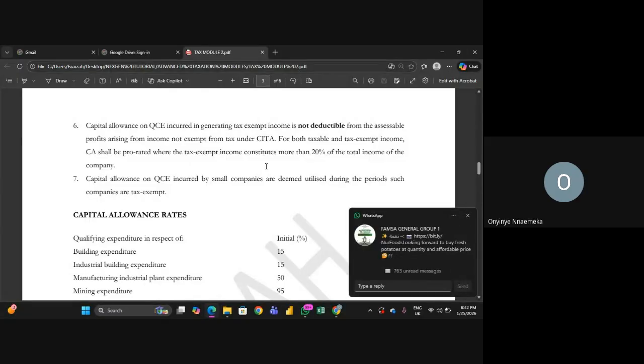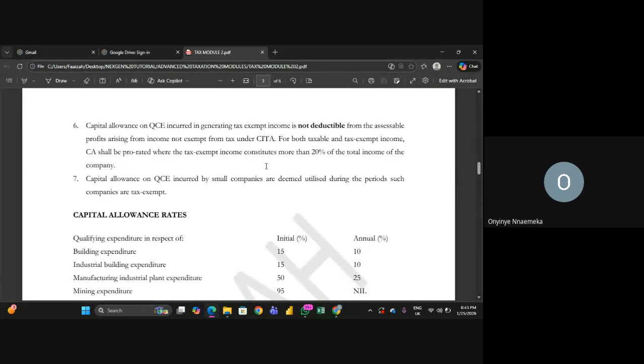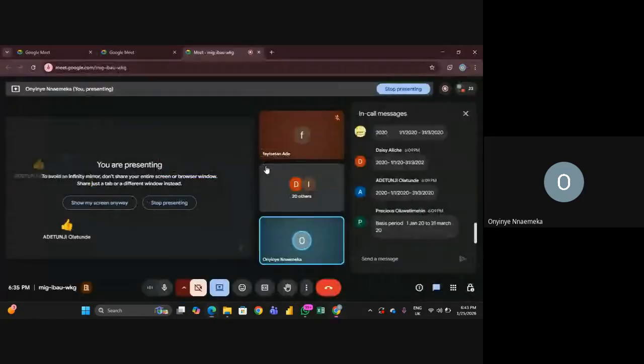Then when you now start paying tax, you are not going to claim initial allowance. Initial allowance is not claimable. And you will count the number of years that you have spent as a small company. You will remove it from the economic useful life. It is the remaining years that have not expired that you use to claim capital allowance after you have become a large company. Please, are we good with all these conditions?